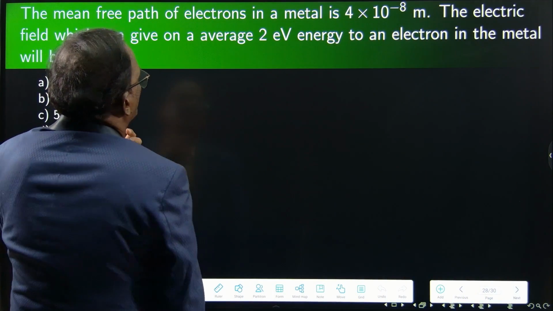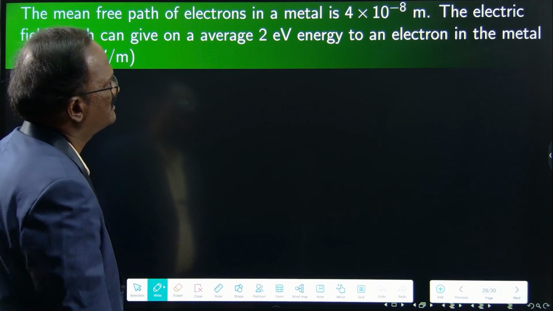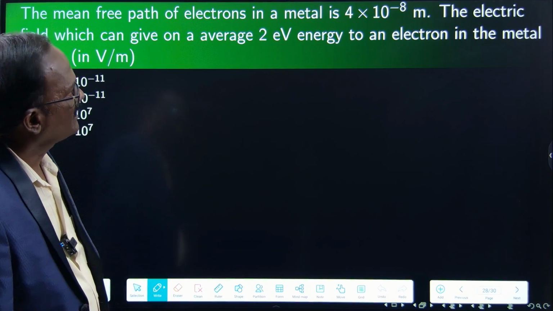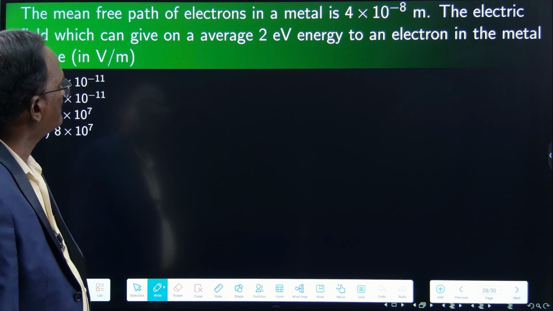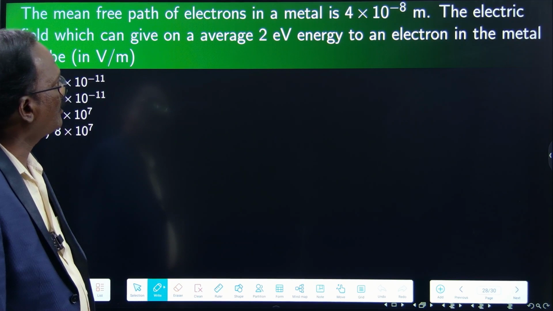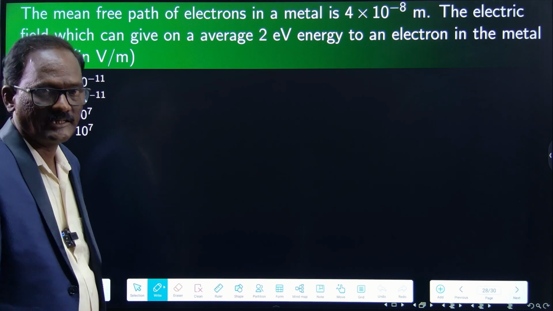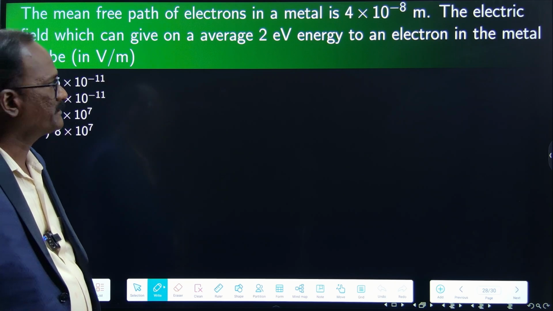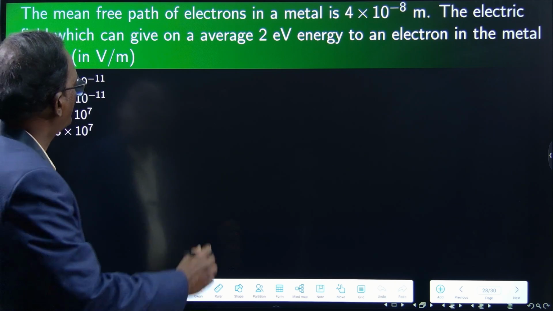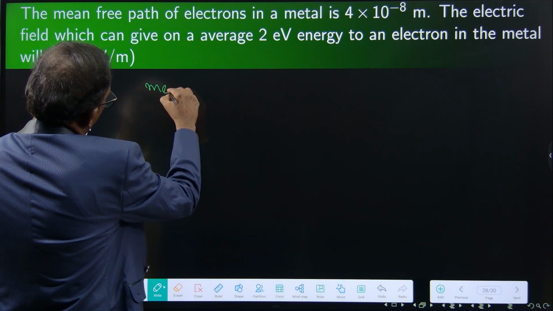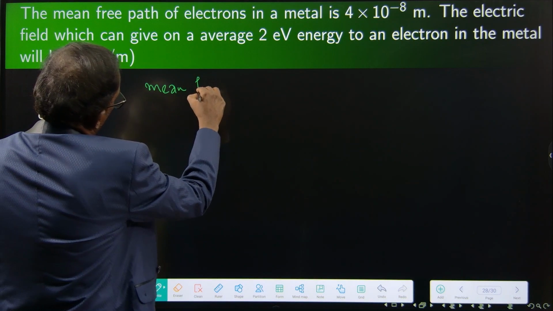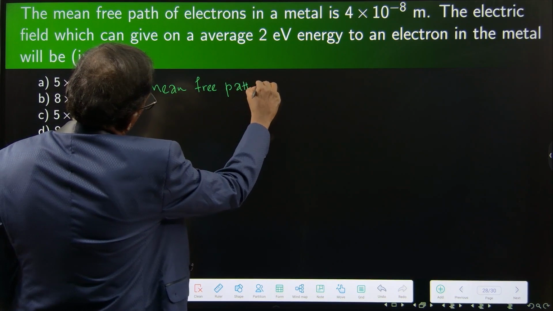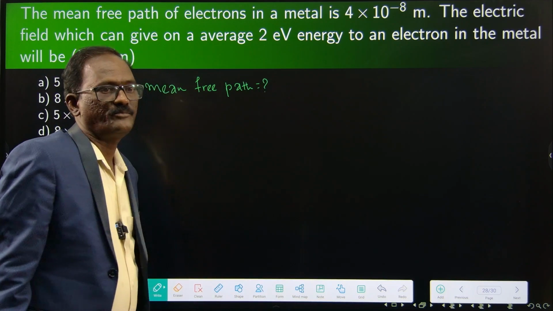The mean free path of electrons in a metal is 4 times 10 to the power minus 8 meter. The electric field which can give on average 2 electron volt energy to an electron in the metal will be? What is mean free path, right?